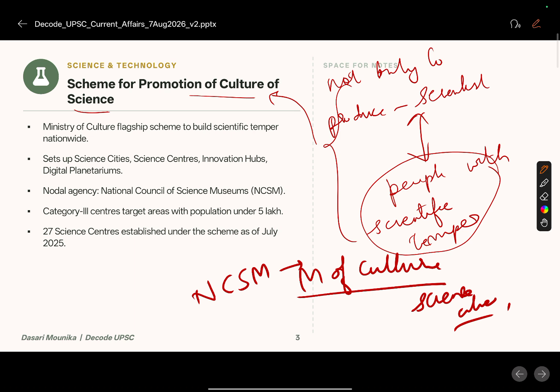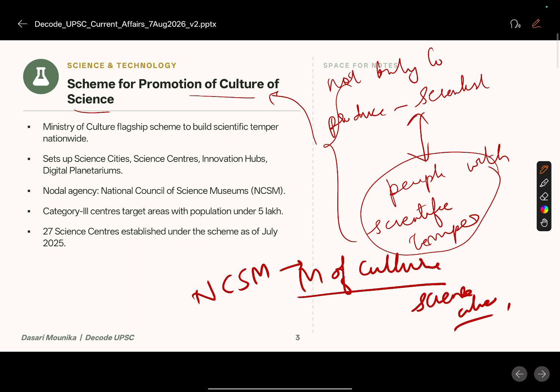Under this, it is targeting category 3 centers, which means the population of the area should be under 5 lakh. As of now, which means as of July 2025, nearly 27 science centers were set up. Now the government is targeting to set up these centers in areas under 5 lakh population. So this is about the Scheme for Promotion of Culture of Science by the Ministry of Culture. The nodal agency is the National Council of Science Museums.